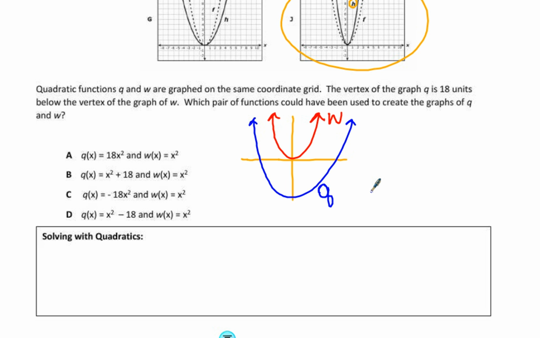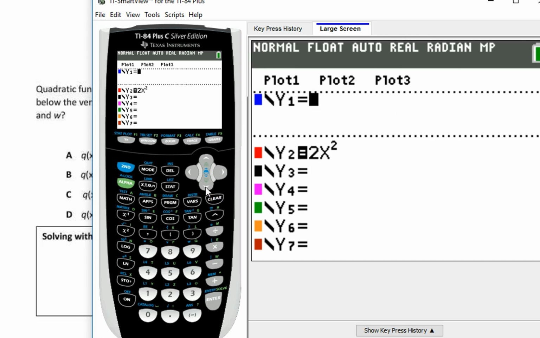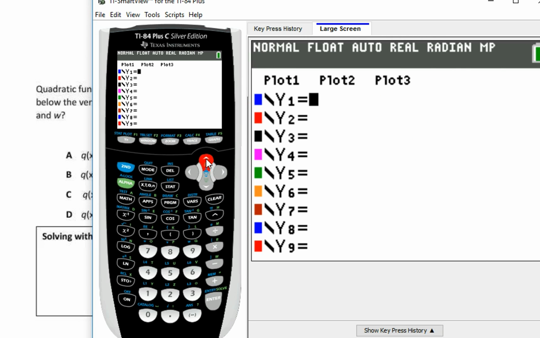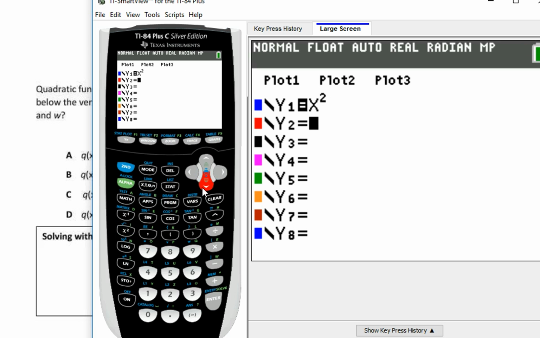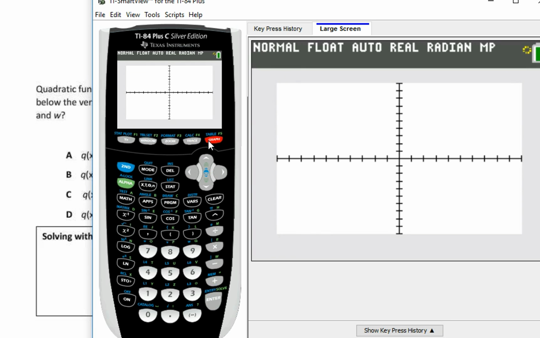So again, your graphing calculator is going to be your best friend here. Let's go to y equals, plug in those answer choices if you don't remember too much. So let's see. The first one compares. I'm going to keep that parent function there, y equals x squared. And then the new graph of Q was 18x squared. And let's see, is this graph going to sit 18 units below? And no, it doesn't. All right, they actually have the same vertex. So again, we're looking for a vertex to be 18 units apart.